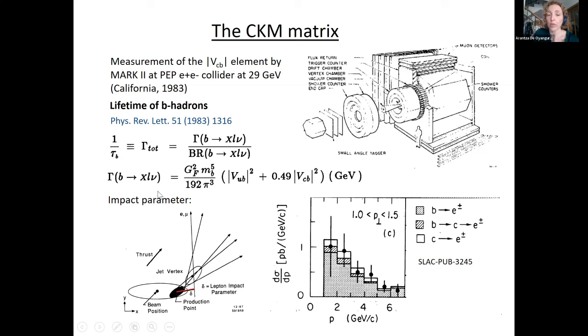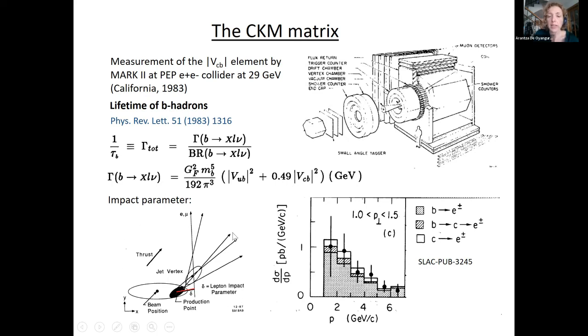The decay width of a semi-leptonic process of this kind can be expressed in terms of Vub and Vcb, so it will have a formula for that. It depends on the Fermi constant, and on some kinematic factors that are just some numbers. And from that, you can measure Vcb.